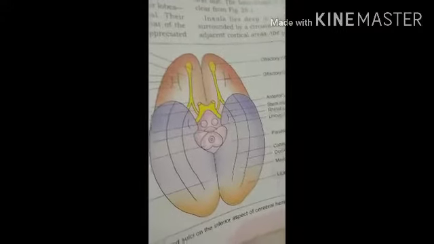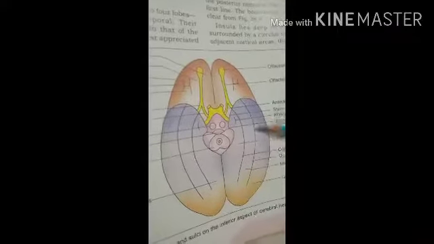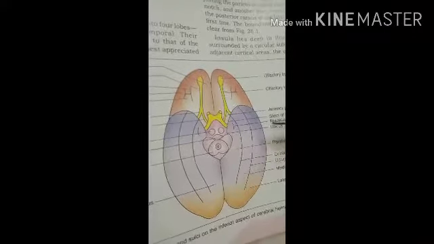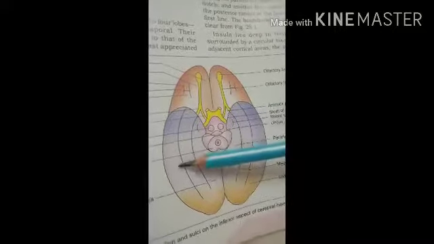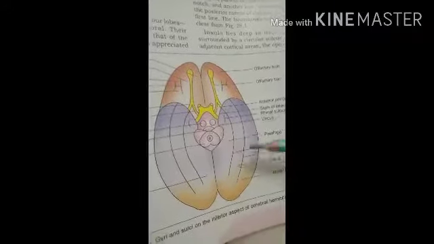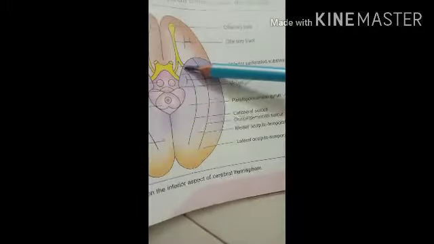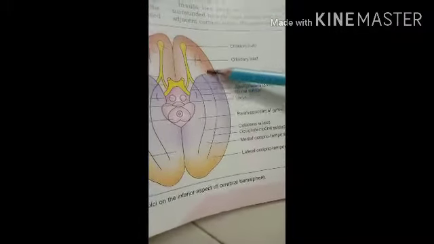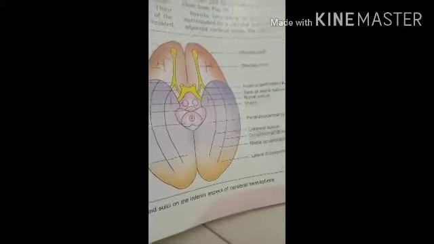After that, the tentorial part of the inferior surface. Here is the tentorial part. It forms two major sulci. Here you can see the two sulci present on both sides. The medial one is called the collateral sulcus. Here you can see, this is the large sulcus, the collateral sulcus.